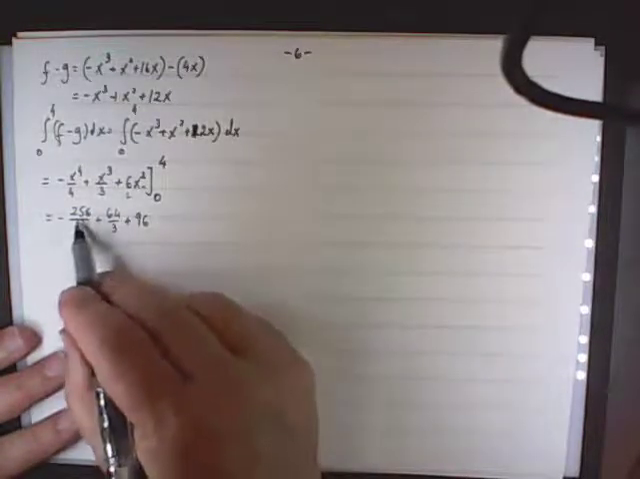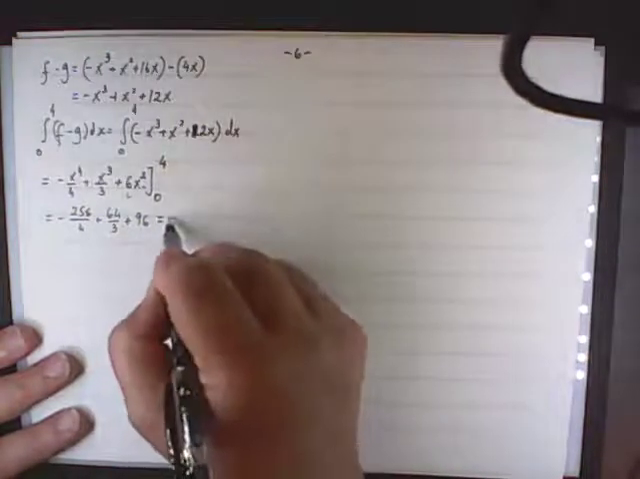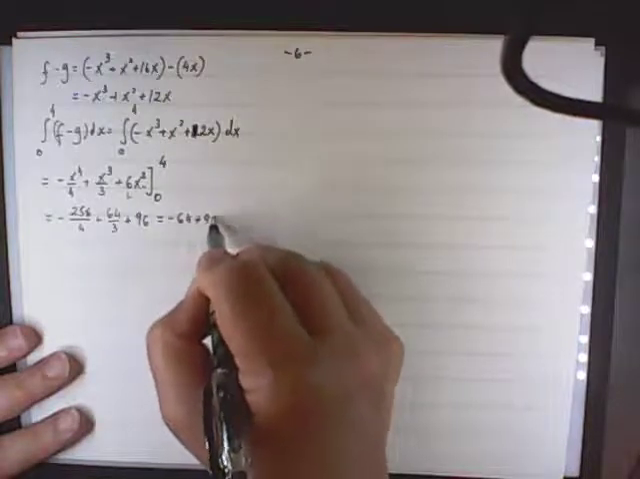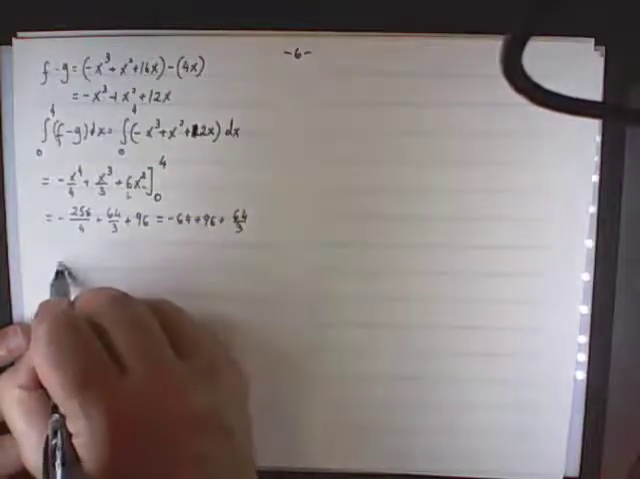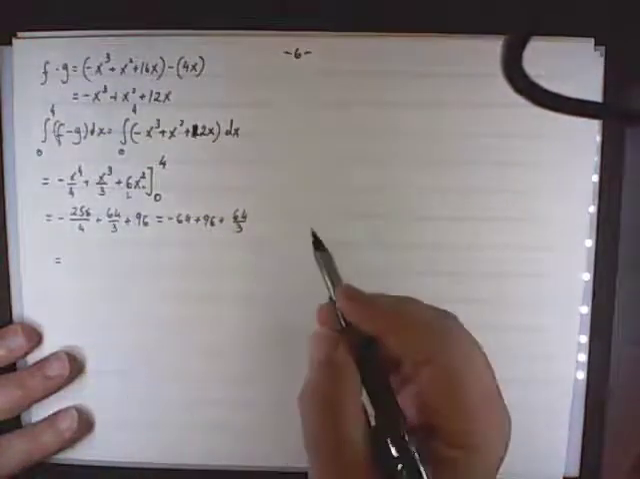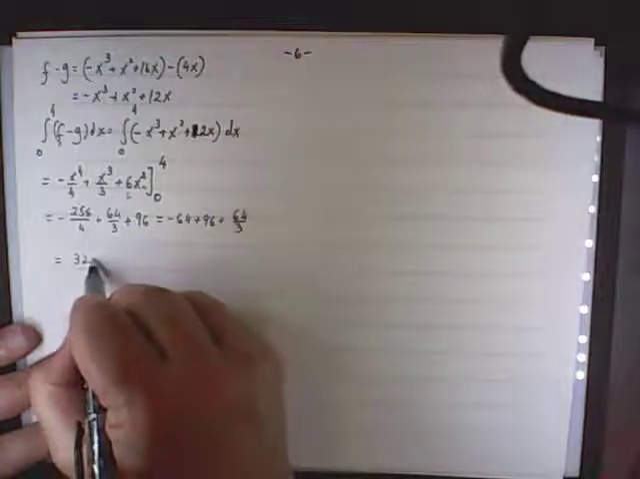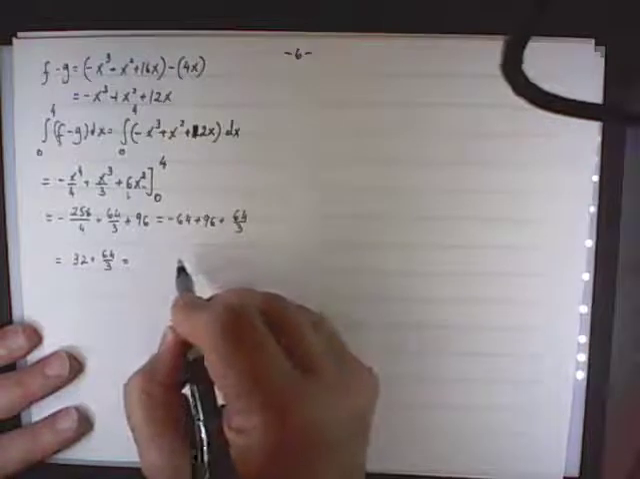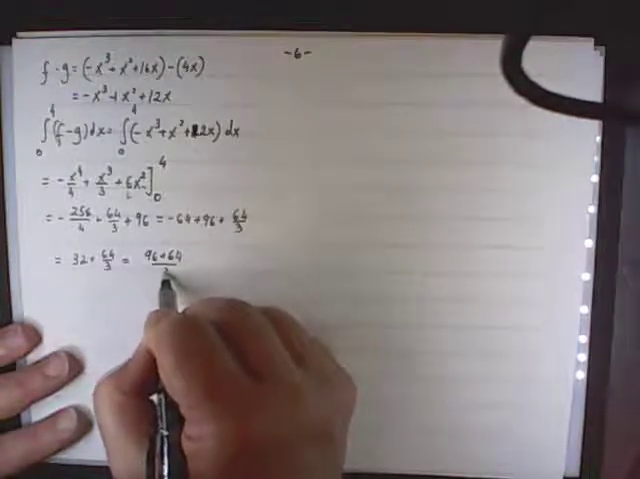Now here, 256 divided by 4 is 64. So really what you have is negative 64 plus 96 plus 64 over 3. The difference here is 32. So we have 32 plus 64 over 3. 32 times 3 is 96, and 96 plus 64 is 160.